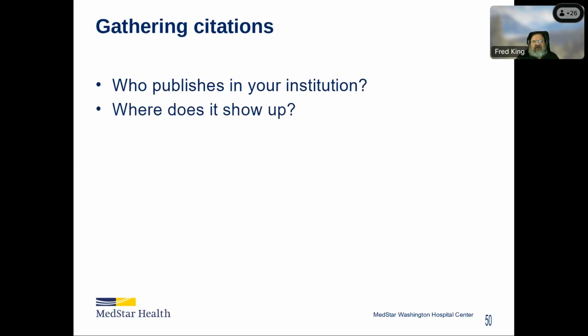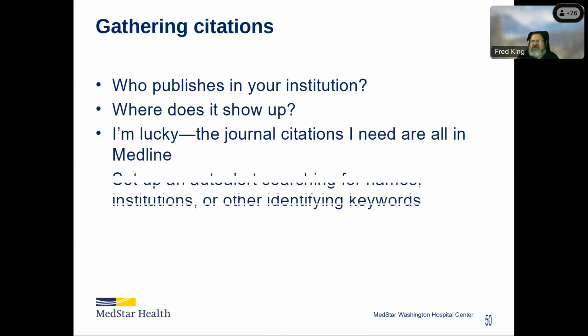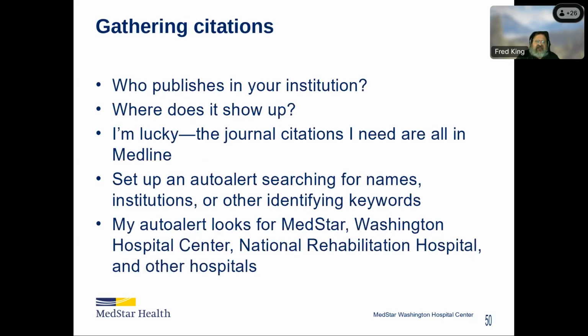So it's okay. Who publishes? I'm sure you have a far better idea of that than I do. Where does it show up? I'm only doing Medline citations. That's the only place I have to look. I set up an auto alert in Ovid looking for subnames, institutions, keywords. I look for MedStar, Washington Hospital Center, National Rehabilitation Hospital. For a while, I was looking for individual authors. It produced a whole lot of, dozens, maybe hundreds of citations, maybe one of which was relevant.